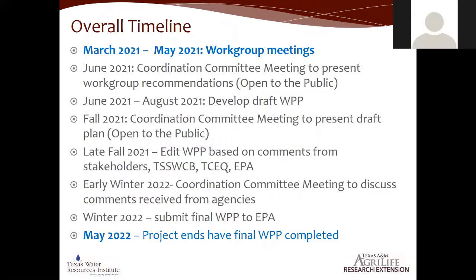Then most of the summer is going to be developing our first draft watershed protection plan. In the fall, we hope to have another meeting that's open to the public to present that draft plan and get some feedback. We may be sending chapters out throughout the summer for folks to review through email. Then it's a lot of back and forth editing the WPP with our funding agencies. But really, we're hoping to wrap this up by next spring, so May 2022.